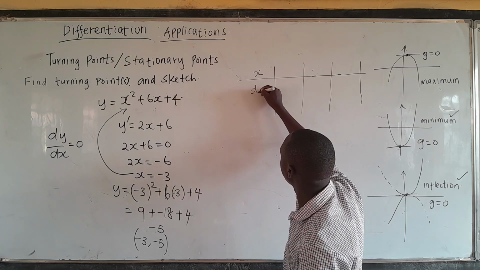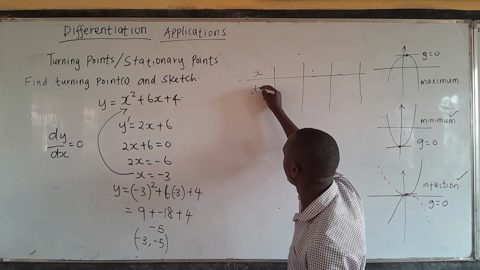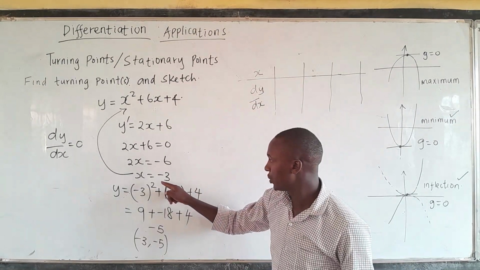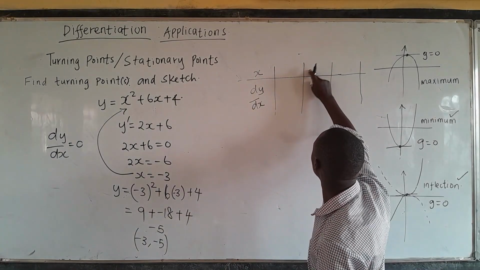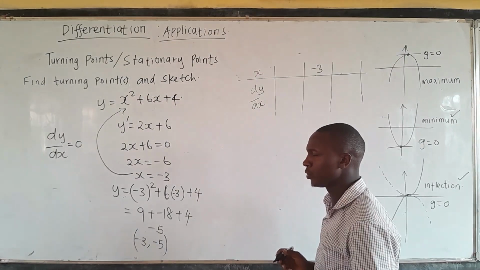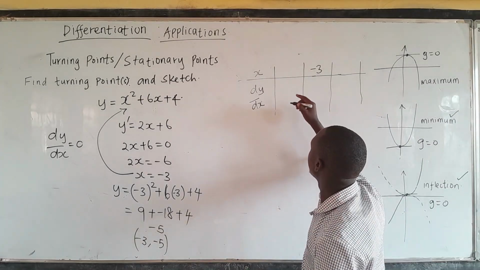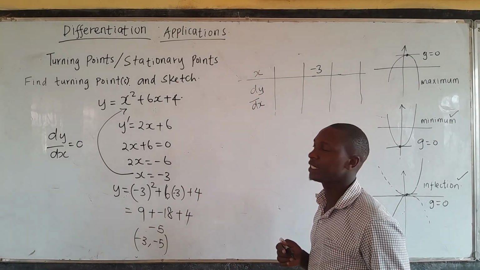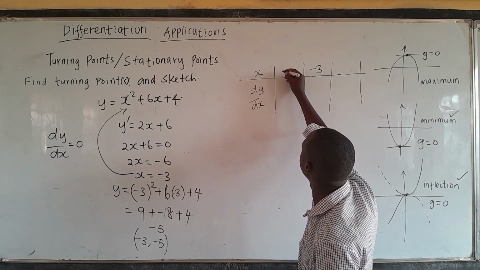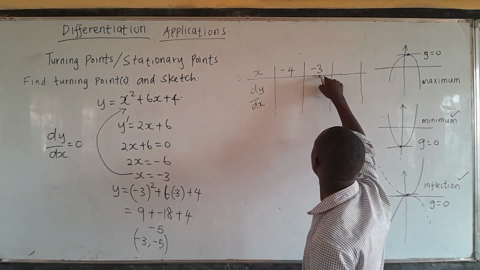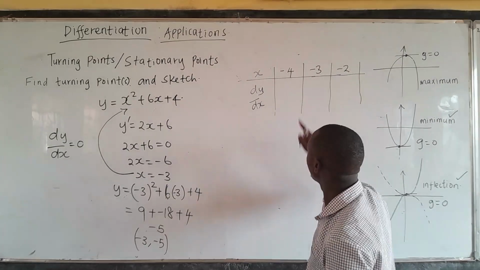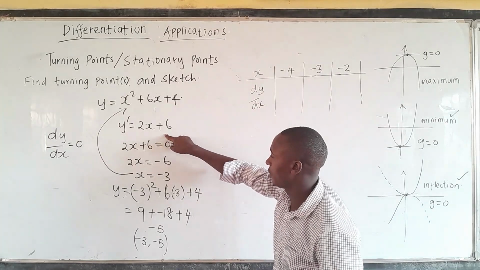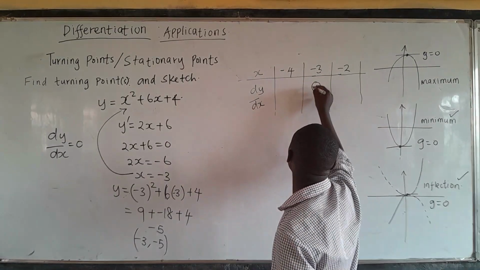So this is going to be dy over dx. We're going to have the value of x that we are going to use, which is negative 3 here. So we're going to know to the left of this point, is it a positive gradient or a negative gradient? And therefore, we're going to say negative 4, and to the right of this point is negative 2. So we're going to insert these values. Of course, if we insert negative 3 in our gradient function, definitely we are going to find 0. Therefore, the gradient is going to be 0.